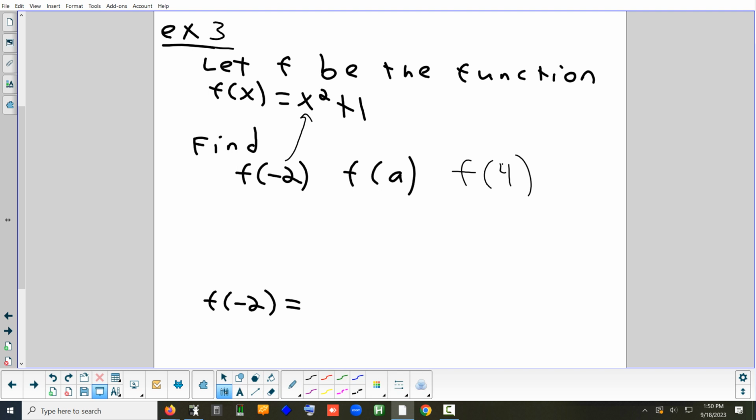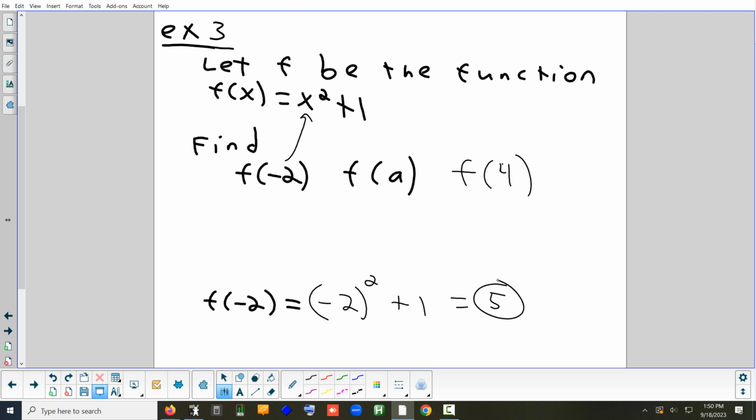Okay, let's do it. So when we plug in -2, you're going to have -2 squared plus 1. And if you do type it in on the calculator, which I hope you can mostly do this part in your head, you would have to put parentheses around the -2, or it would give you the wrong answer. Okay, so what's -2 squared? 4. Yeah, and then plus 1? 5. So when I ask you to evaluate, that's what I'm looking for.